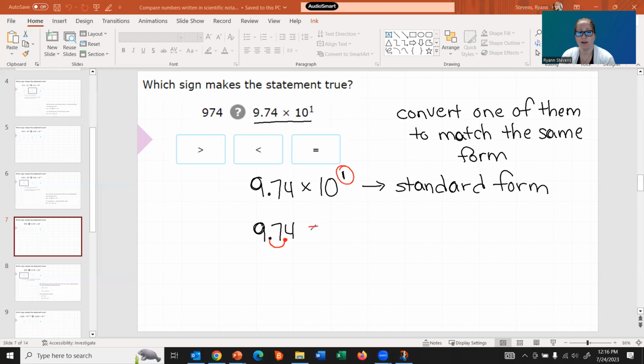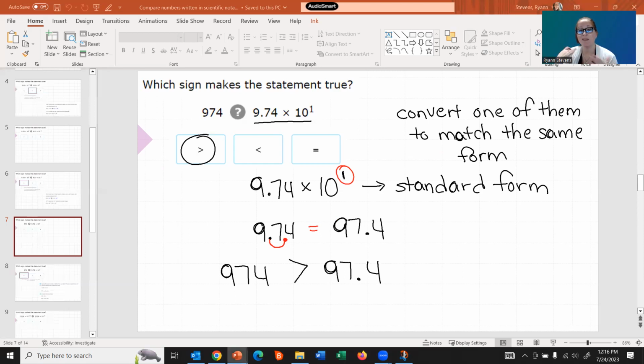So in this case, we've got 97.4. Now it's much easier to compare these numbers. We've got 974, and then we have 97.4. And so we can see here that 974 is definitely going to be a larger number than 97.4. And so we have a greater than symbol. We want our opening to point to the number that is largest.